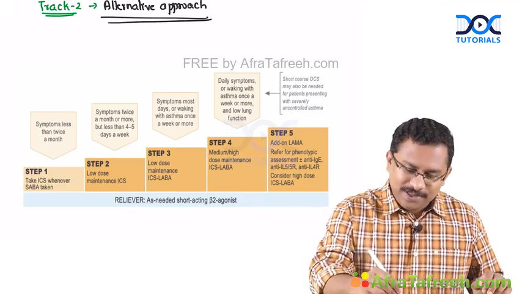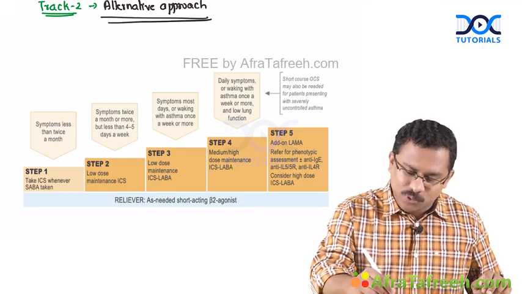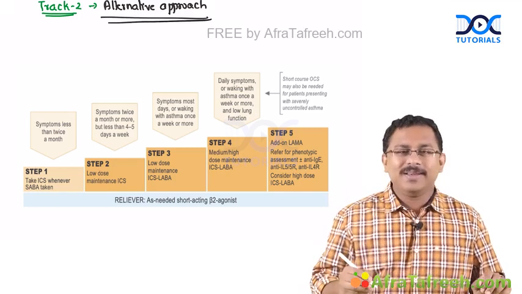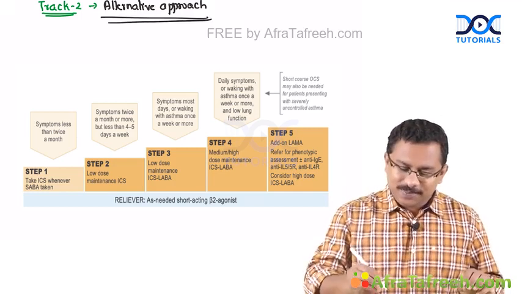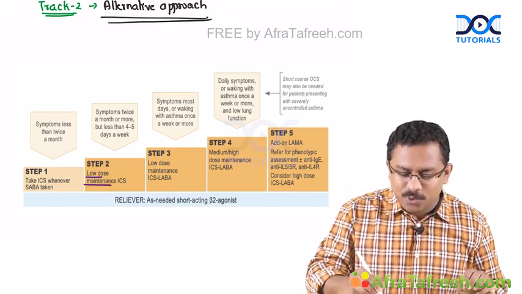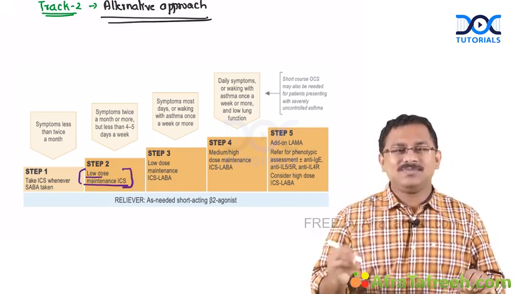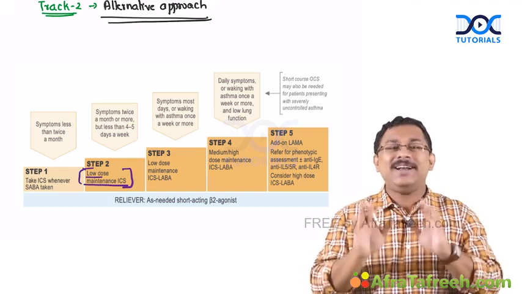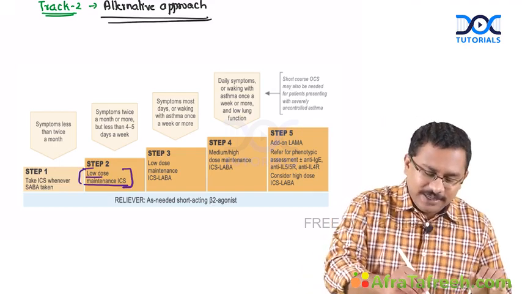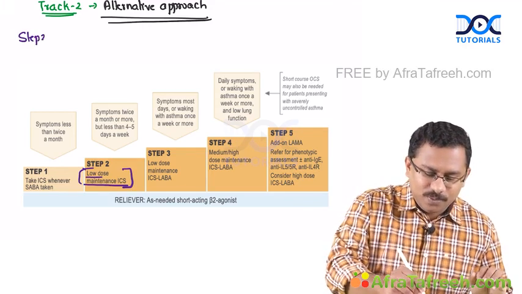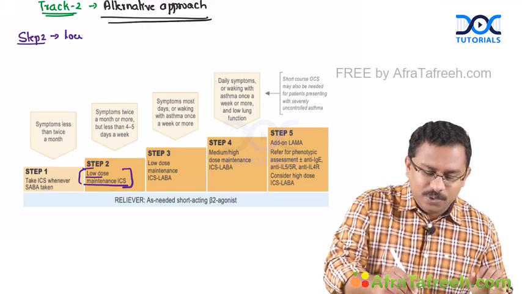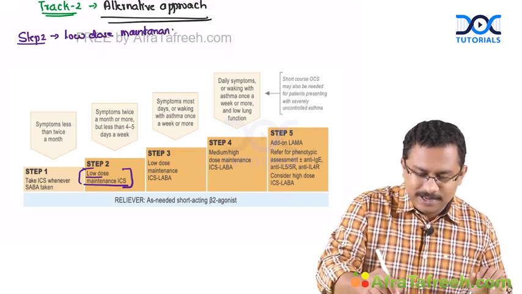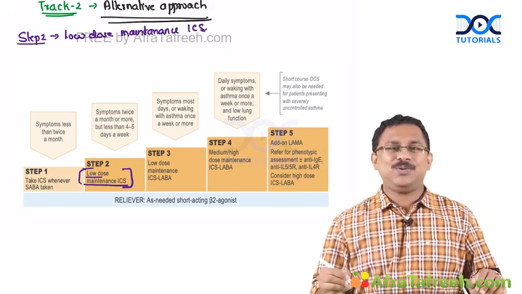Okay, step 2. Now in case of step 2, in case of track 2, how are you going to manage? Here you will give the patient low dose maintenance ICS. Okay, low dose maintenance ICS, and that has to be given daily. So in case of step 2, what are you going to give? Low dose maintenance ICS. Okay, in step 2.